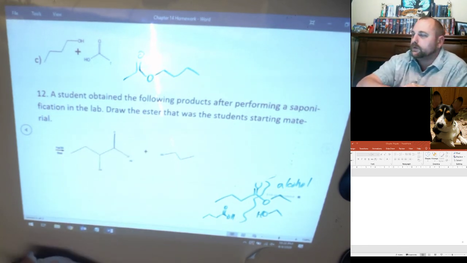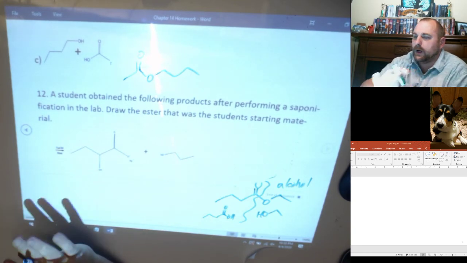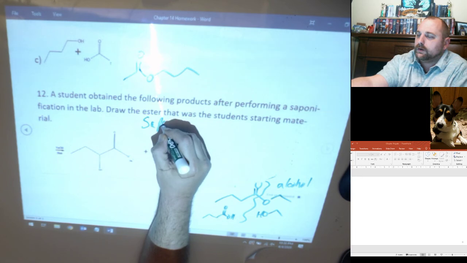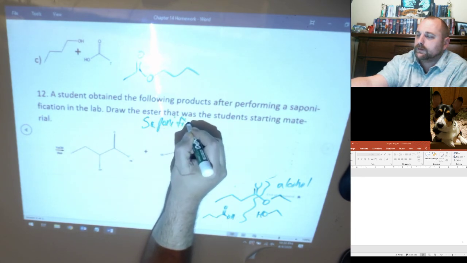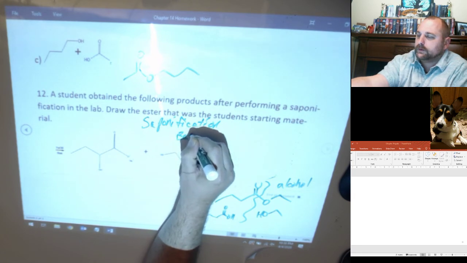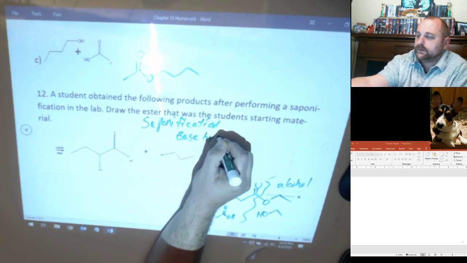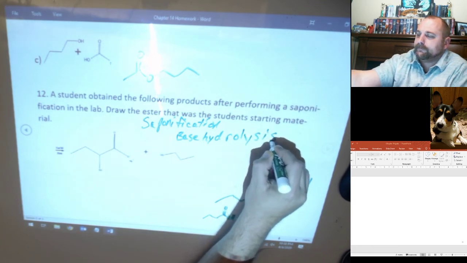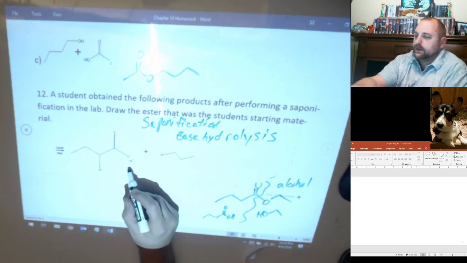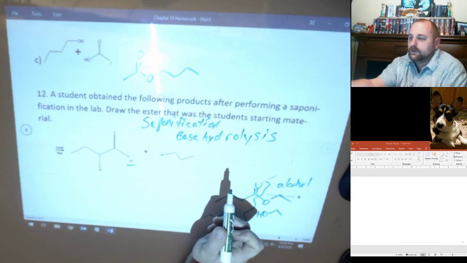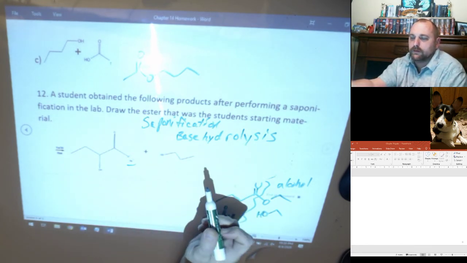Number 2 is to maintain the following after doing a saponification. Ooh, saponification. This is the key word there. That is base hydrolysis. That's where we split it up. We split these 2 up. That's why they have this deprotonated there. And it wants us to put it back together.